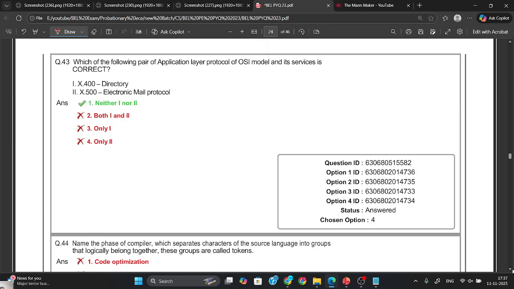Which of the following pairs is an application layer protocol of the OSI model and its service is correct? X400 is related to electronic mail, or we can say the email protocol. We are using the X400 series. Then X500 we are using for directory. So both are incorrect as given; we can interchange them. So neither one is correct.